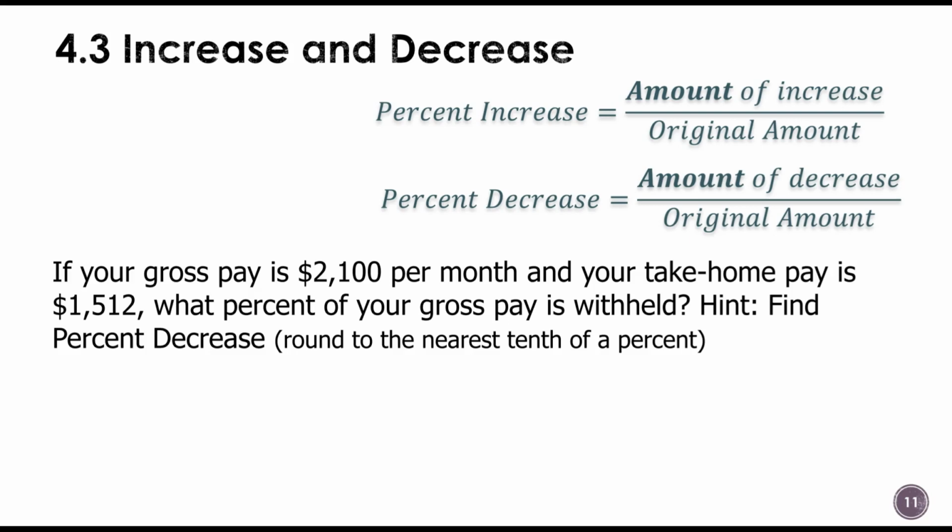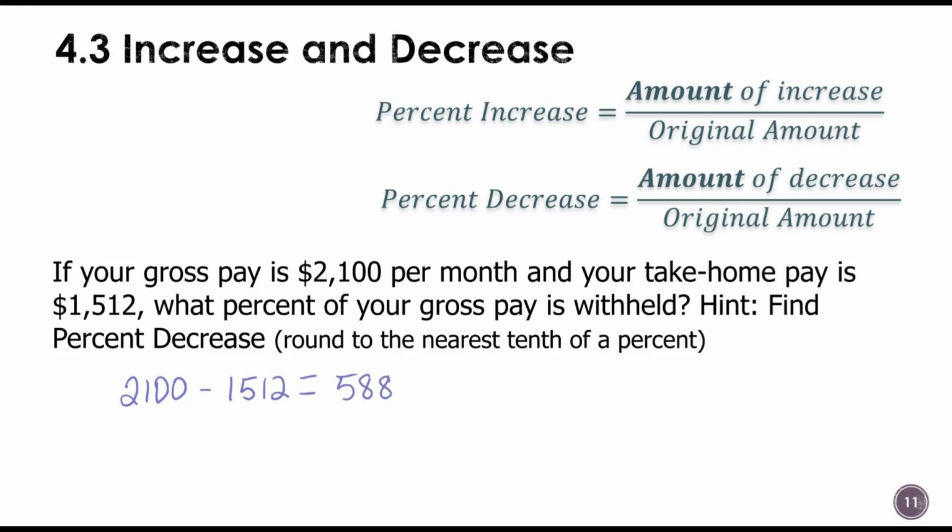All right, so if your gross pay is $2,100 per month and your take-home pay is $1,512, what percent of your gross pay is withheld? Hint: find the percent of decrease, right? So you know your gross pay and your net pay. Your take-home pay, remember, is your net pay. So we actually calculate this the same way we have been doing with increase and decrease. So we take 2,100 and subtract 1,512, and that leaves us with $588.